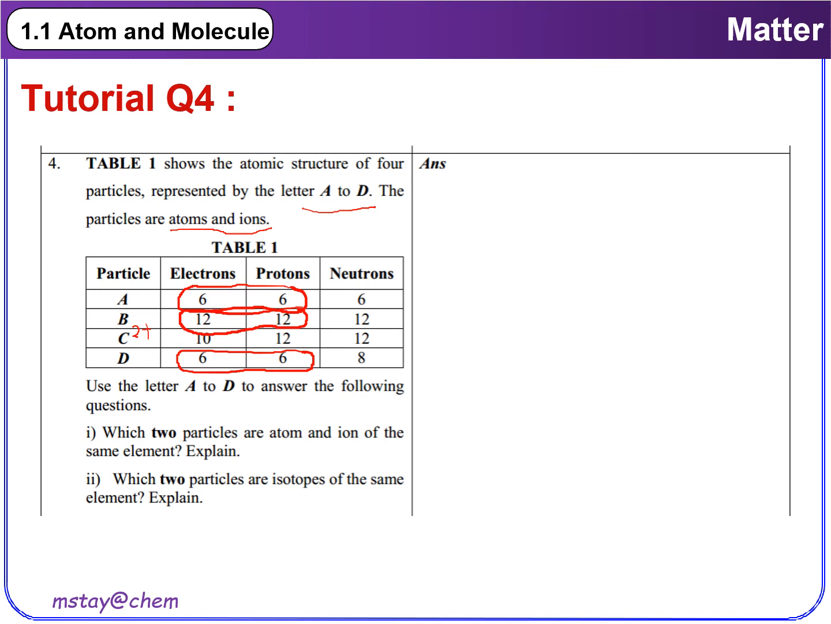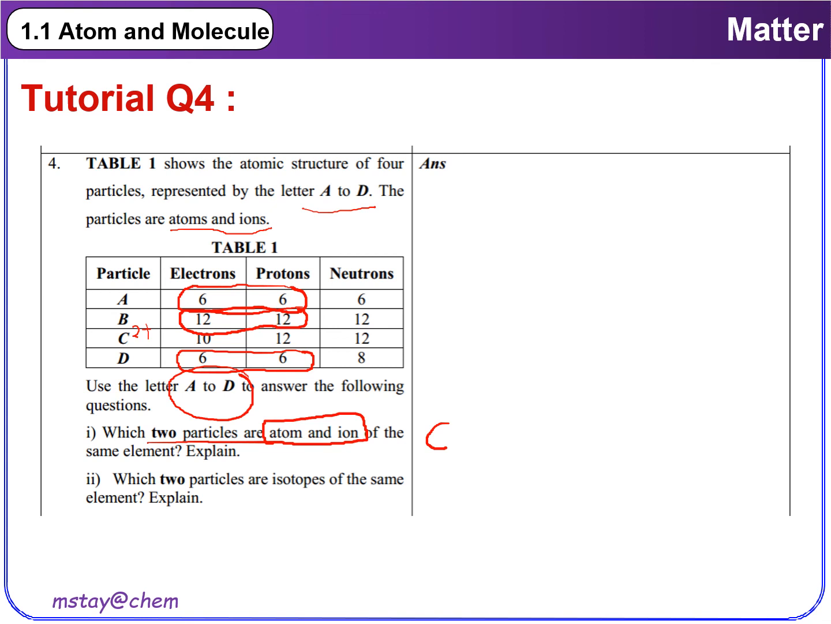Okay, so when you're answering this question, you can just use the letters A to D. That means C 2 plus is not accepted. We only accept C, because they say use the letters A to D. Next, they ask us to choose two particles that are atoms and ion. Before I finish this question, I think basically all of us already know that C will be part of the answer. Why do I say this? Because just now we went through A until D, and only C has a charge. So when C has a charge, C is considered an ion.